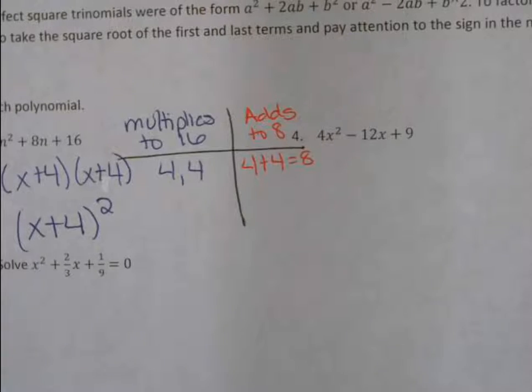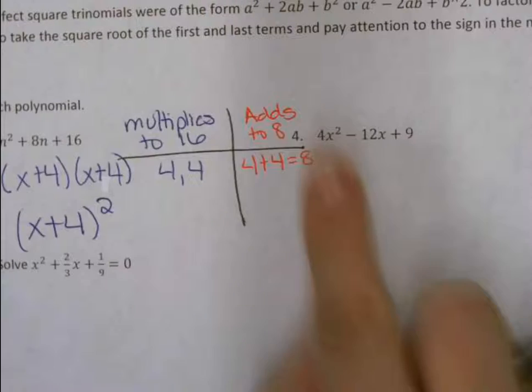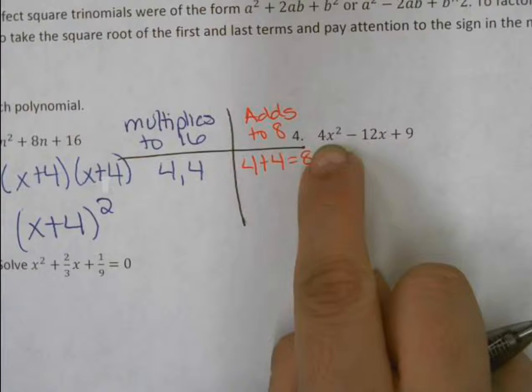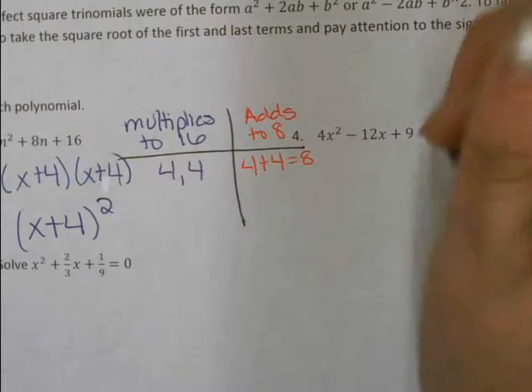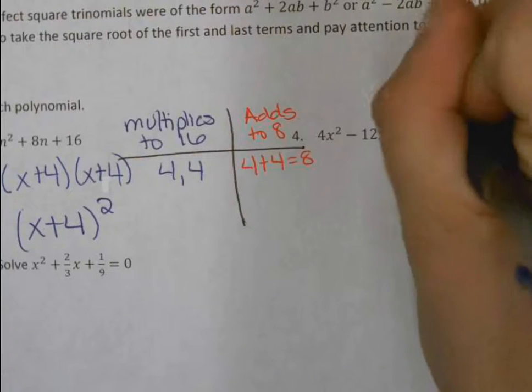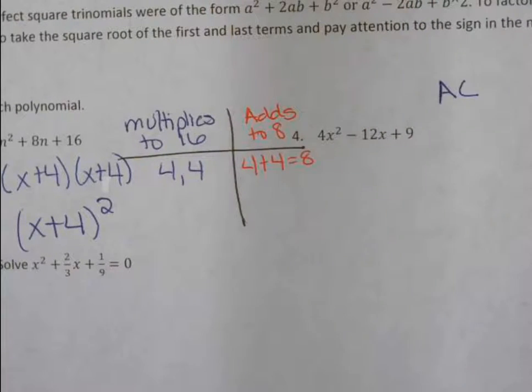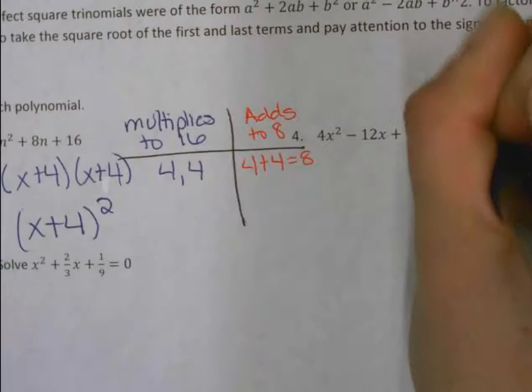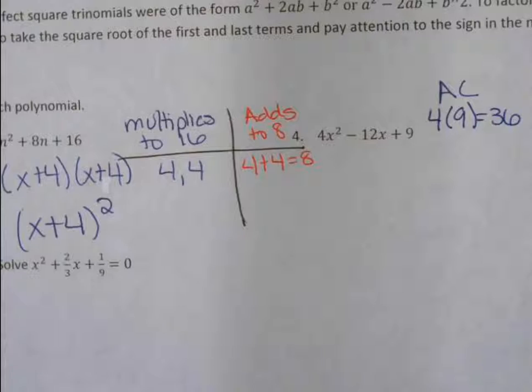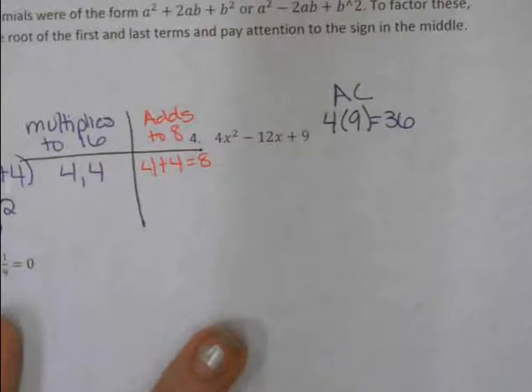Okay, so on number 4, because there's a number out front and I can't divide everything by 4, I want to multiply 4 times 9. So, what is 4 times 9? 36. And then I need to figure out what adds to negative 12.